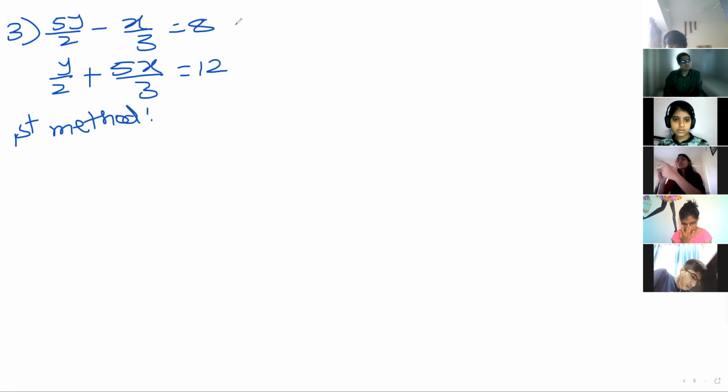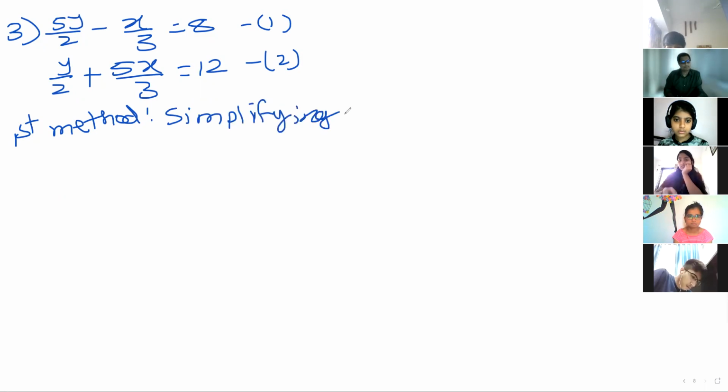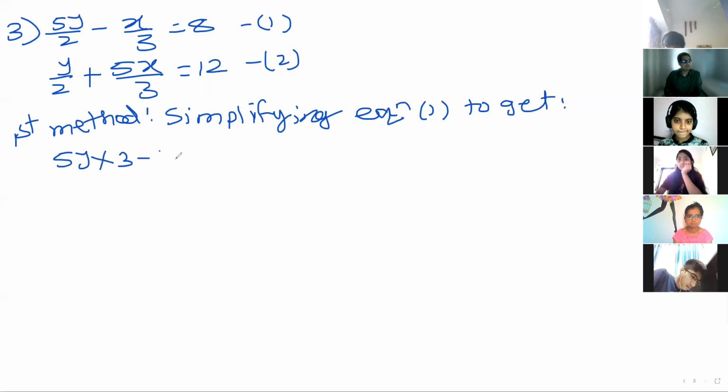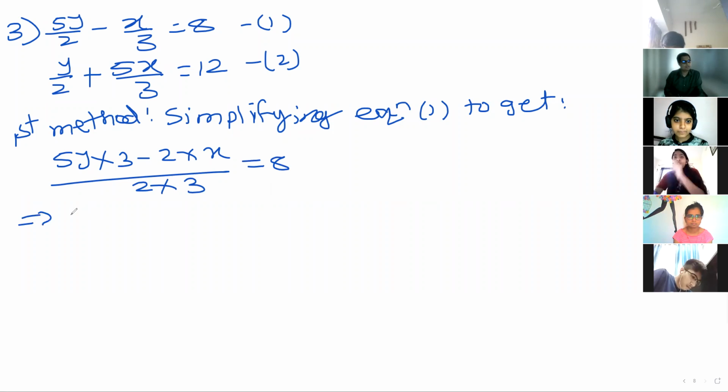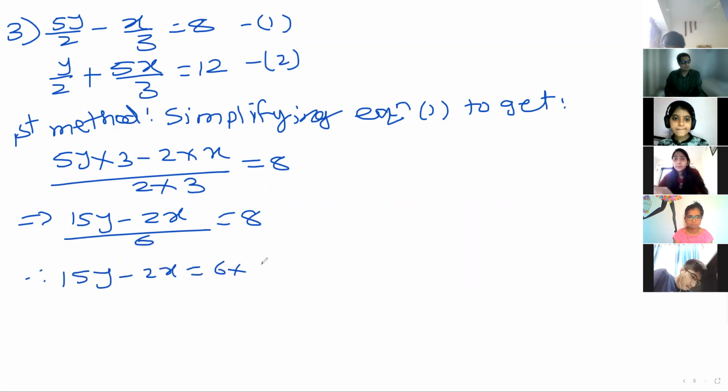Okay, in equation 1 and equation 2, we can cross multiply and bring it in standard form. So simplifying equation 1, what will you get? Cross multiply. 5y into 3 minus 2 into x upon 2 into 3 is equal to 8. What do you get? 15y minus 2x upon 6 is equal to 8. So you get 15y minus 2x is equal to 6 into 8. So you get 15y minus 2x is equal to 48.